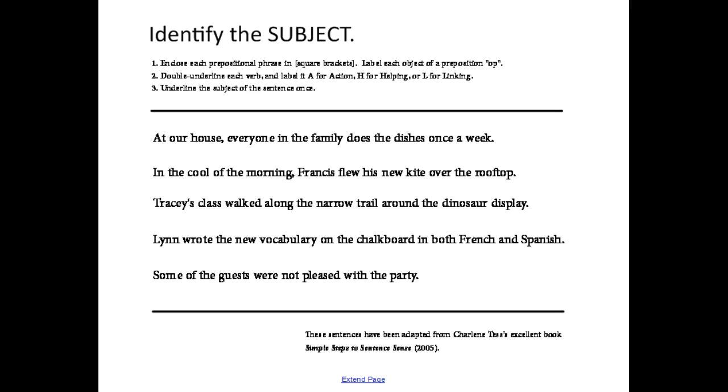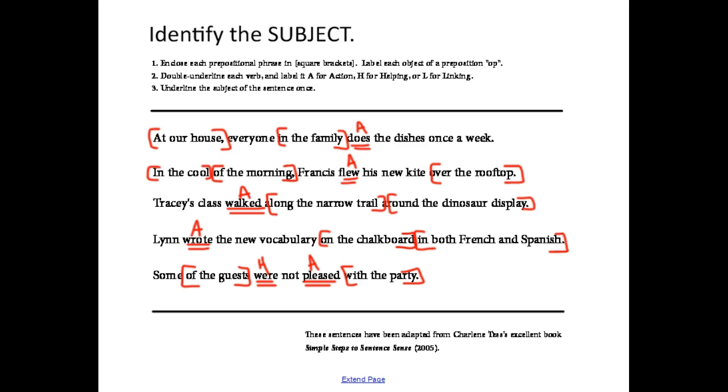Okay, you ready? I'm about to put the answers for steps 1 and 2 up on the board. So here they are. There are a few little tricks here, like you might have forgotten that, repeat after me, not is not a verb. This is an adverb interrupter, right? And you might have missed some prepositional phrases. Some of these are kind of hidden. Remember this tricky one, around the dinosaur display, not around the dinosaur.